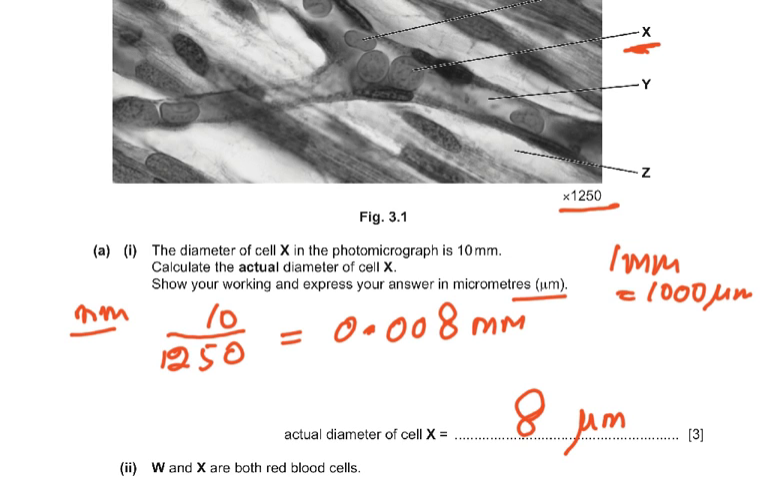So 10 over 1250, why? Because the magnification was 1250. So 10 millimeter they have told you in the question. So 10 divided by 1250, this is 0.008 millimeter. And you multiply this by 1000. Why? Because 1 millimeter is equal to 1000 micrometer. So this will be 8 micrometer.